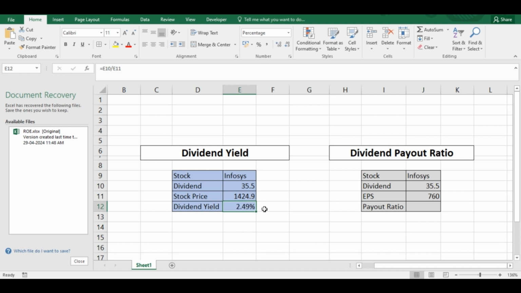The dividend yield for Infosys is 2.5%. It means we are getting 2.5% as returns in the form of dividends. The dividend yield can change by either changing the dividend or when the stock prices change.